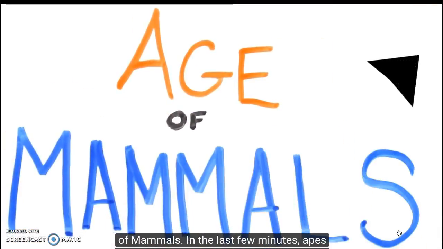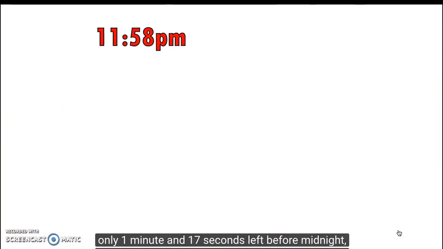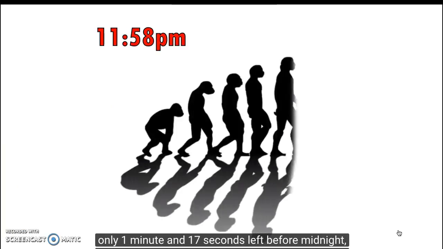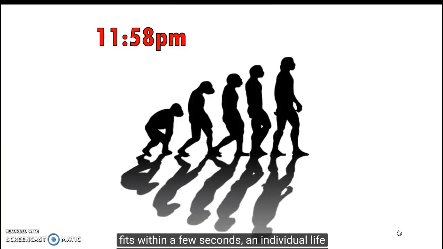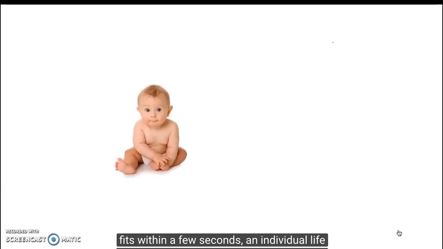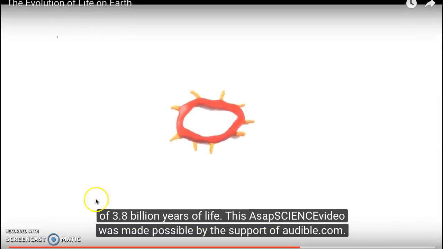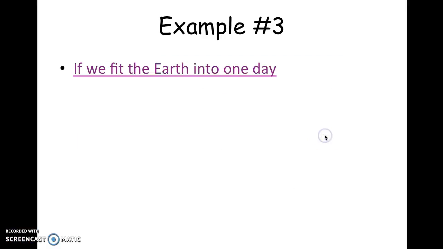And so begins the age of mammals. In the last few minutes, apes split from the old world monkeys, and with only 1 minute and 17 seconds left before midnight, humans emerge. All of the recorded human history fits within a few seconds, an individual life lasting barely an instant. All a culmination of 3.8 billion years of life. As we've seen from our three examples, our planet has been around for a very long time, and we occupy only a little sliver of that history.